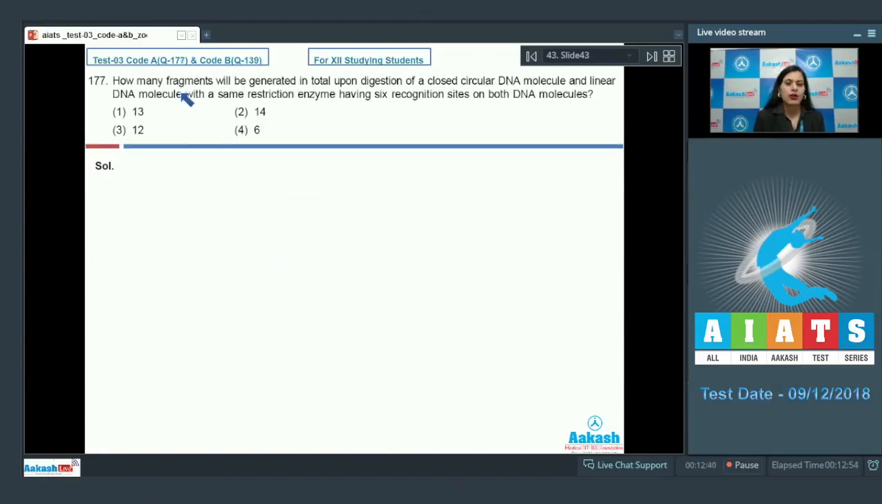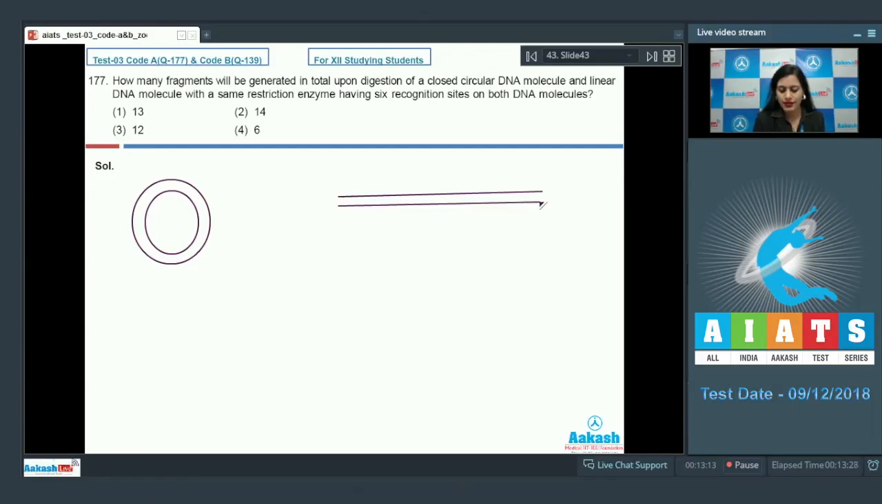Let's discuss our next question. Question number 177. How many fragments will be generated in total upon digestion of a closed circular DNA molecule and linear DNA molecule with same restriction enzyme having 6 recognition sites on both DNA molecules? So let's draw first a closed DNA molecule and then a linear DNA molecule here. This is your circular DNA and this will be your linear DNA. Now the restriction enzyme will have 6 recognition sites on both DNA molecules.